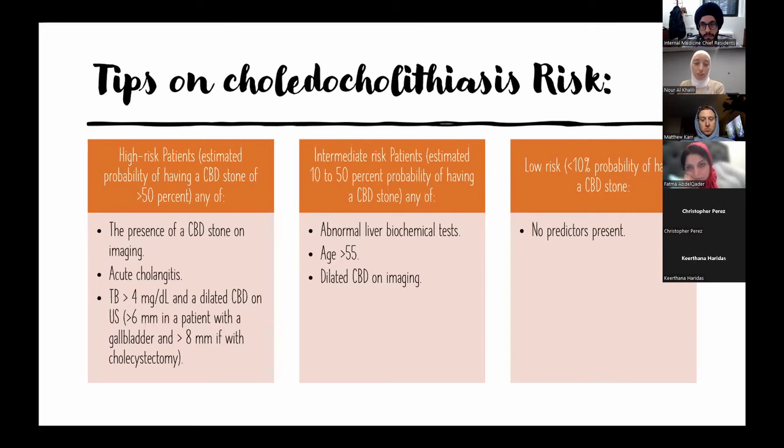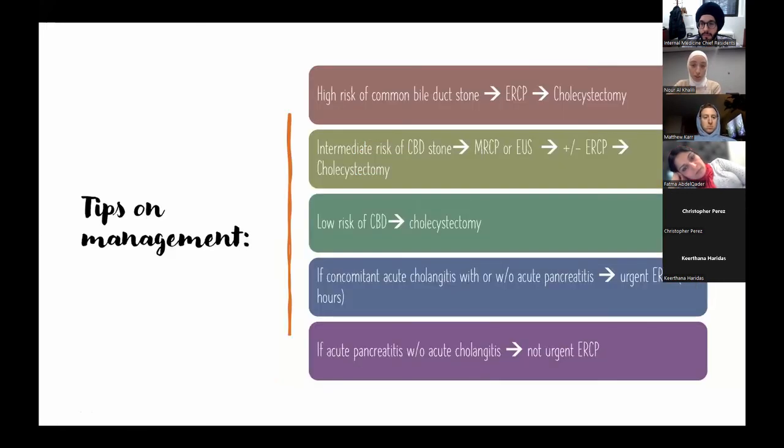predictor present, but I'm going to focus on that because this would change the management. If we have a high risk patient, we usually go immediately into ERCP to remove the stone. If we have intermediate risk, we usually go into either MRCP or EUS to see if there is a stone inside. If there is, we're going to refer the patient to do ERCP. If there is not, just go to surgery to remove his gallbladder. If it's low risk, we don't usually explore the common bile duct. The patient is just referred to surgery to do the cholecystectomy.